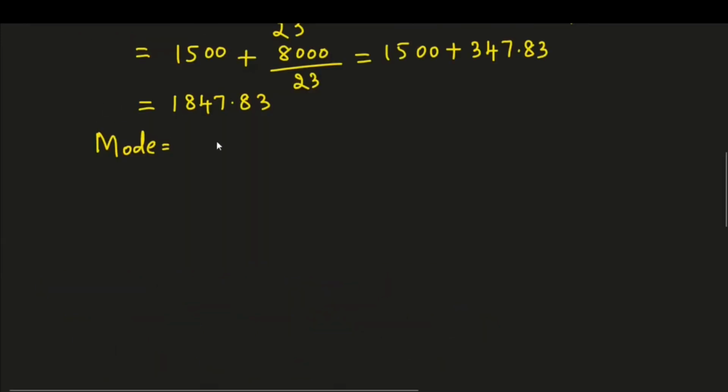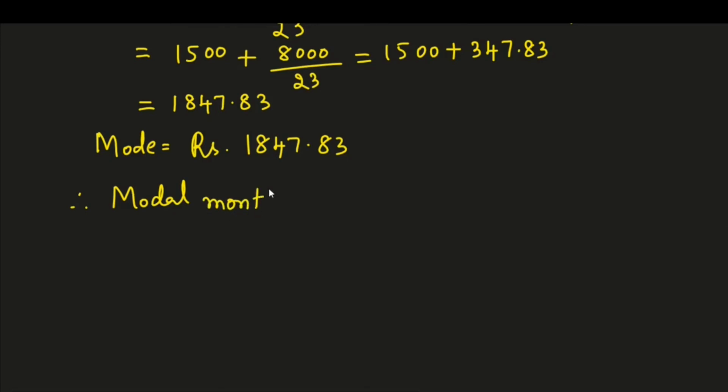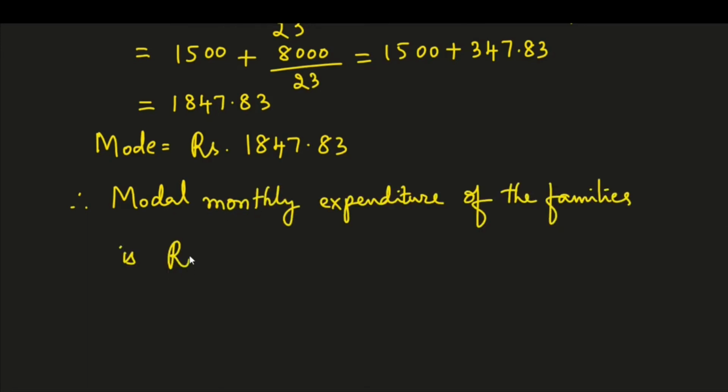So here mode is equal to rupees 1847.83. Therefore, the modal monthly expenditure of the families is rupees 1847.83. We have found the mode. Now let us find the mean of the expenditure.